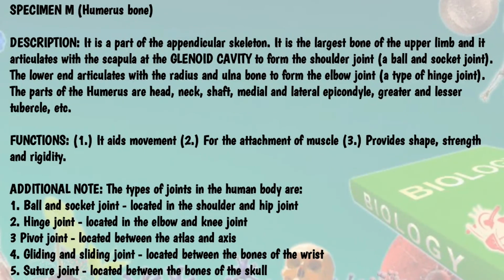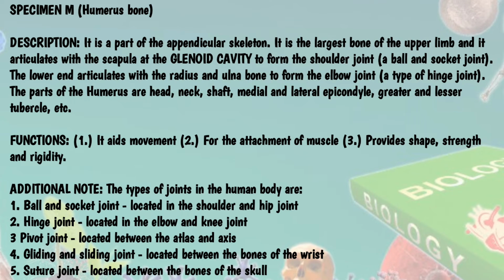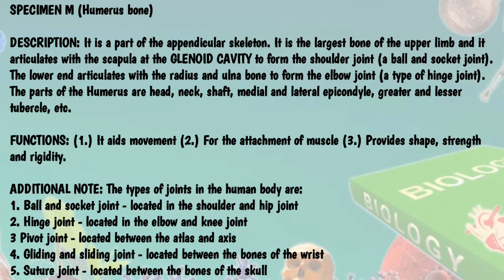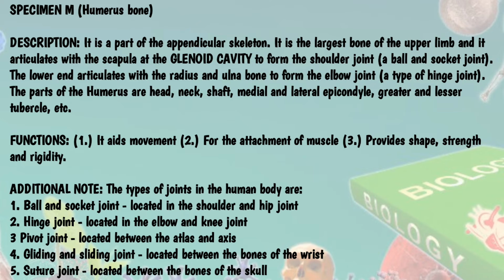So let's move to specimen M, which is the humerus bone. It is a part of the appendicular skeleton. It is the largest bone of the upper limb, and it articulates with the scapula at the joint called the glenoid cavity. And the joint formed there is a shoulder joint, or a ball and socket type of joint. Then the lower end of the bone articulates with the radius and the ulna to form an elbow joint. And that joint we also call a hinge joint.